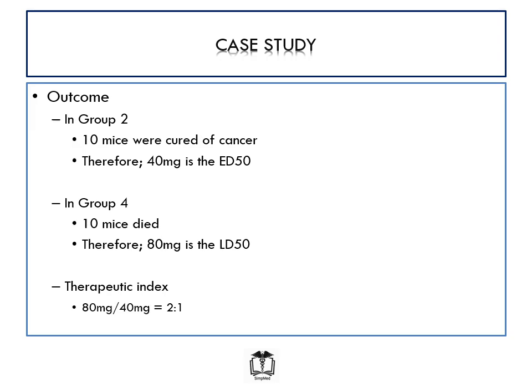So in this experiment, the anti-cancer drug could be considered a safe drug because it has a therapeutic index of 2, which is along or within the margin of safety to an extent.